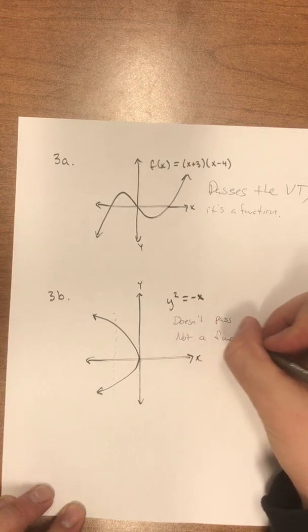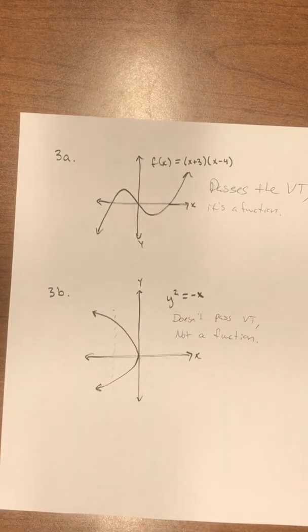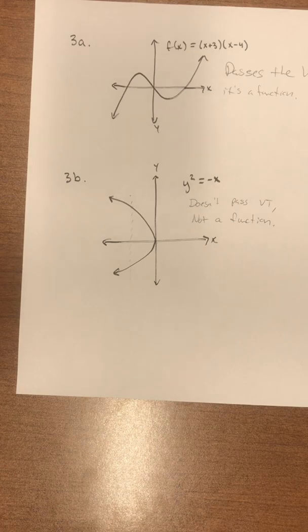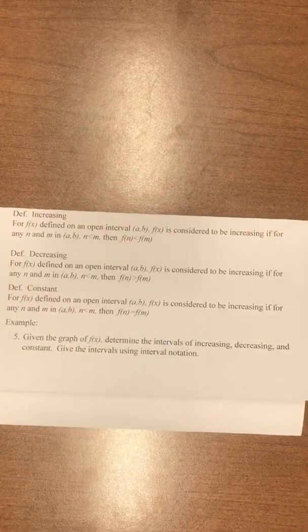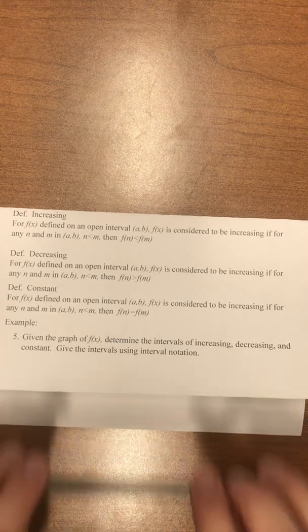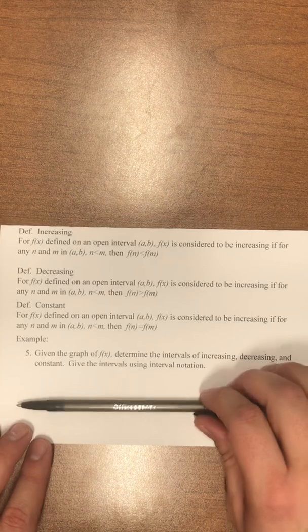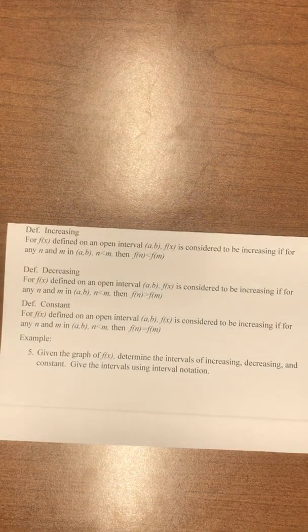And since it doesn't pass the vertical line test, it is not a function. Let's take a look at the definition of increasing and decreasing and constant. Here are the definitions of increasing, decreasing, and constant. Now, visually looking at the graph, this is pretty easy to determine.